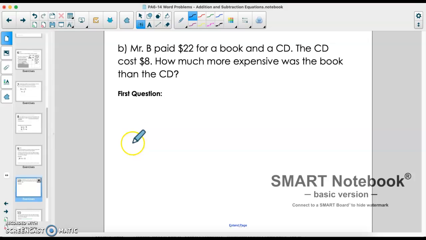So the next one says, Mr. B paid $22 for a book and a CD. The CD cost $8. How much more expensive was the book than the CD? Well, we can't figure out that one yet. First, what we have to do is take what he paid for the book and the CD, and then take away the CD problem.